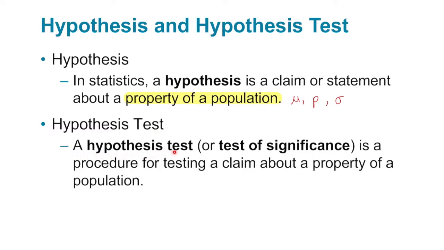A hypothesis test, which can also be called the test of significance, is a procedure for testing a claim about a property of a population. Property of a population can be mu, p, or sigma. For example, if I want to answer the question, is mu equal to 16? This is a statement about the population mean. To answer this question, I have to do the hypothesis test.